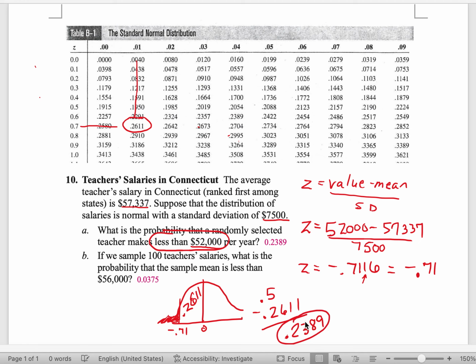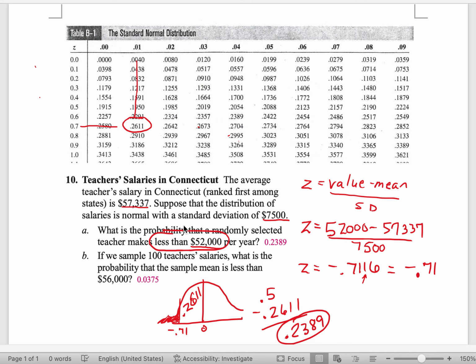Okay, so again, go back to that first section. If you're not sure when you're supposed to add or subtract, it all depends on what your picture looks like and where you shaded. So make yourself kind of like a cheat sheet and draw the pictures and say, okay, if I've shaded over in the tail like in this one, I need to subtract from 0.5.